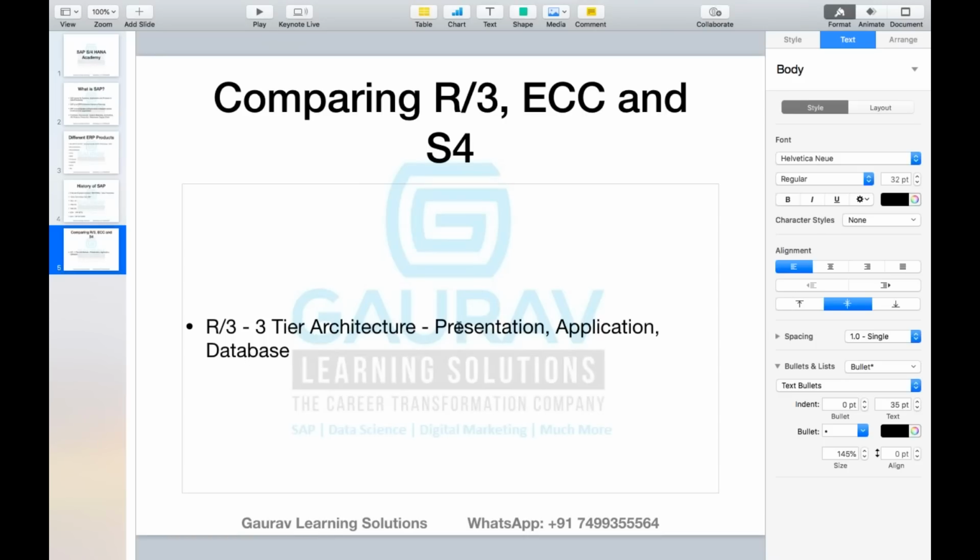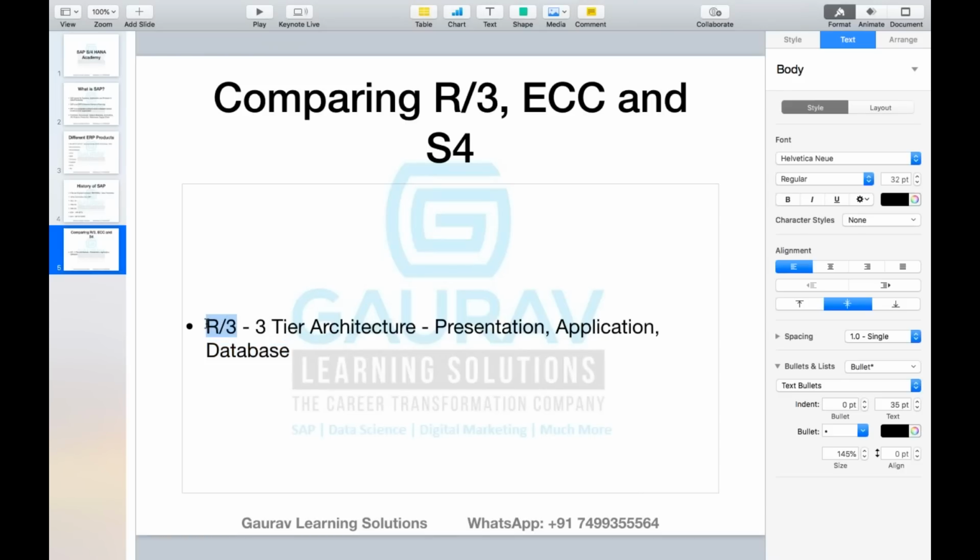Let's assume I'm doing an SAP transaction. My presentation layer is the computer or laptop that I'm using. It will ask me to log on to SAP. When I log in to SAP, I will be connected to the application. In the application, I'll be able to enter the details, like who the vendor is and what the material is, and ultimately, as soon as I save it, it will be stored in the database. So this is a 3-tier architecture.